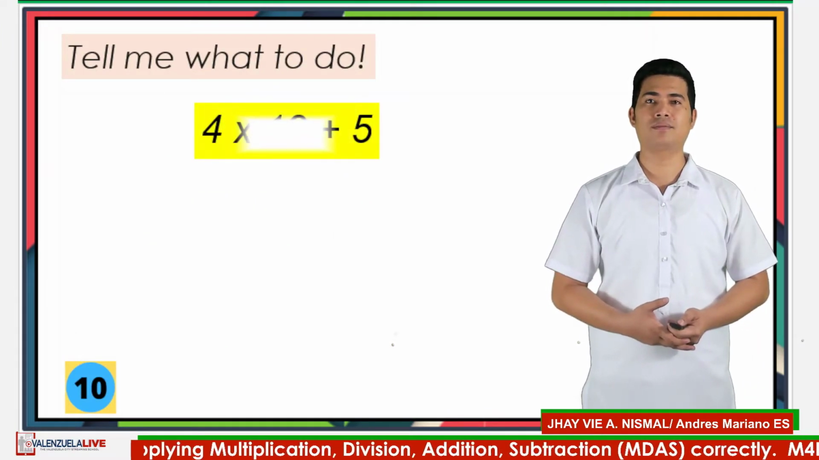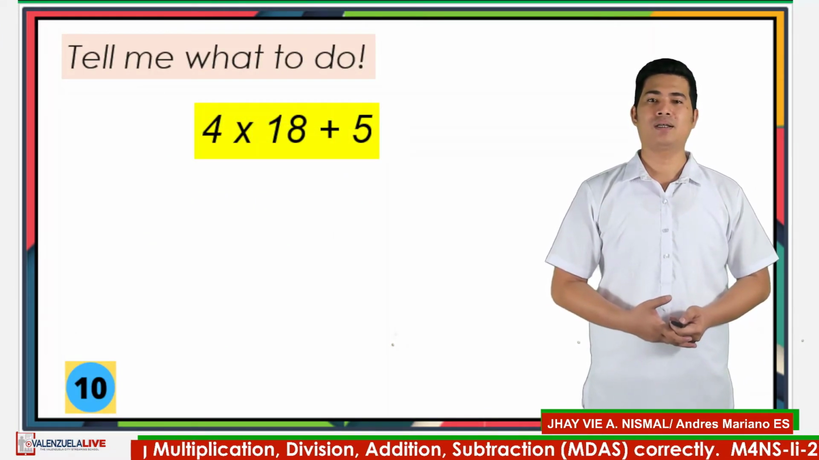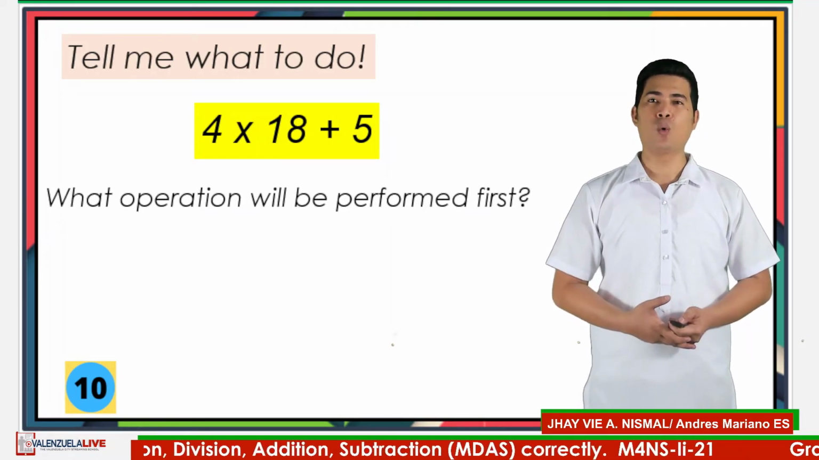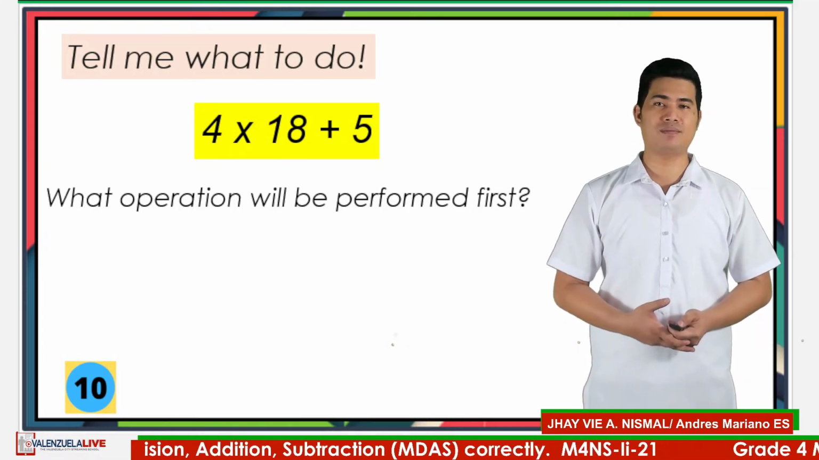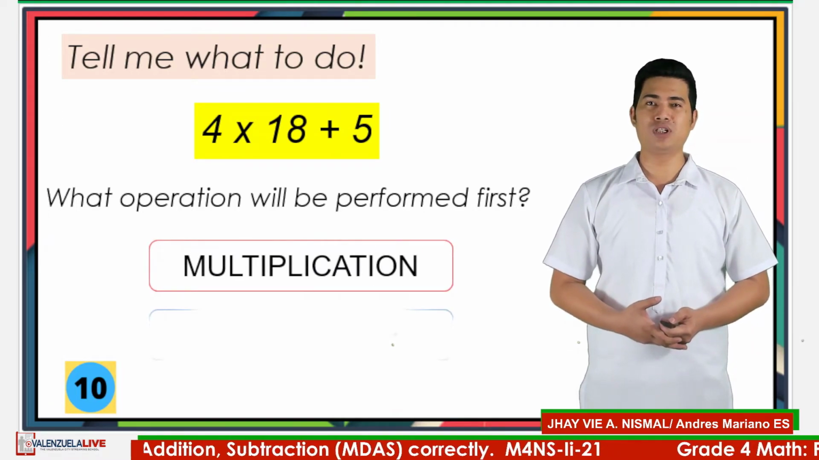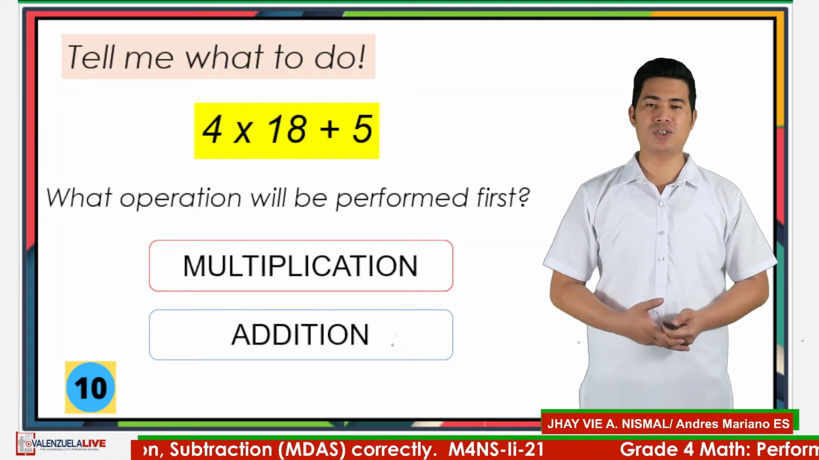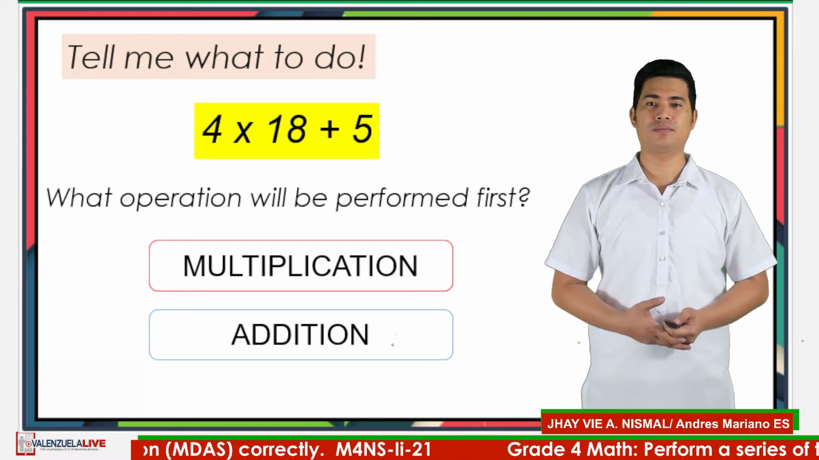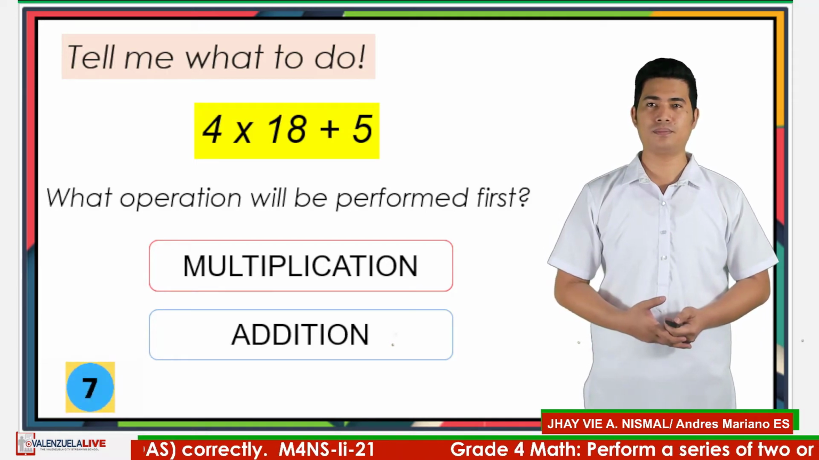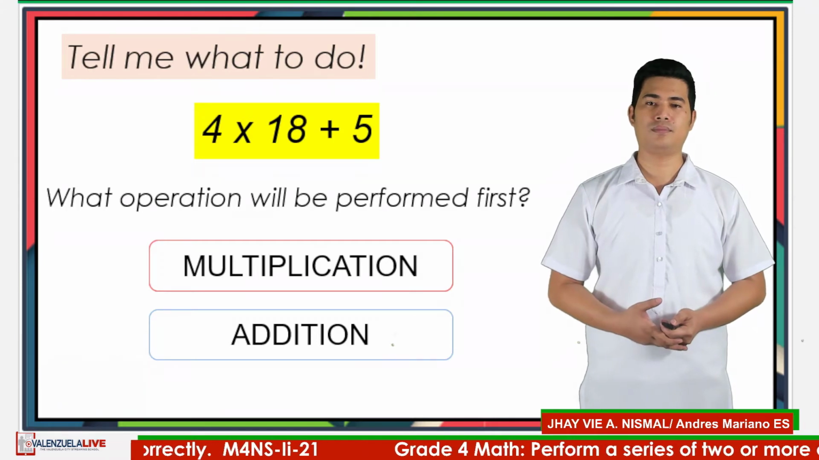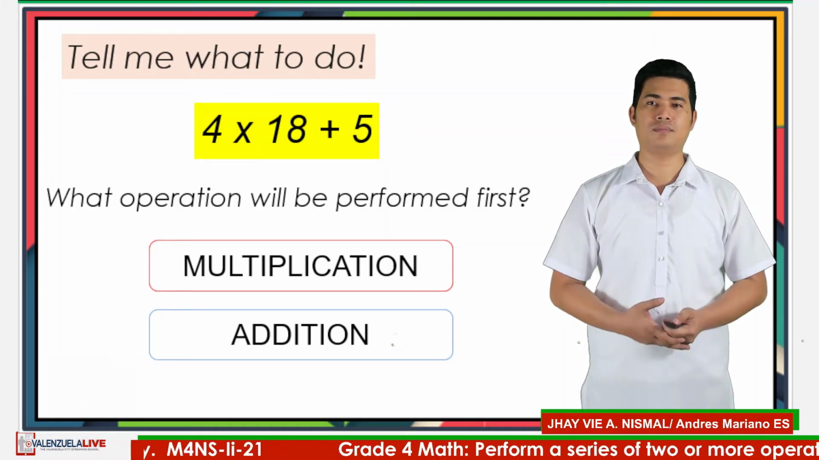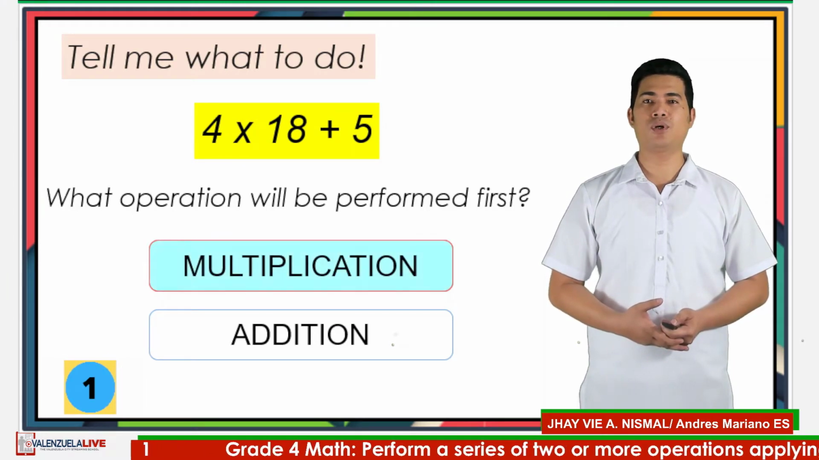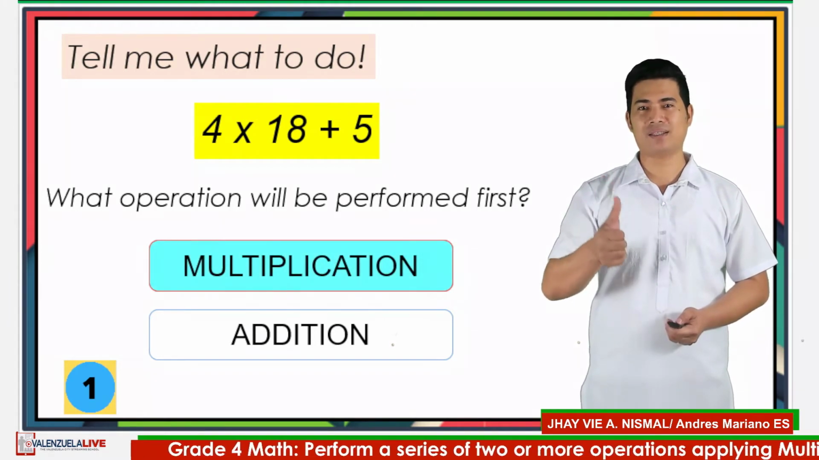Number 1. 4 times 18 plus 5. What operation will be performed first? Is it multiplication or addition? Your timer starts now. Time's up. If you chose multiplication, correct.